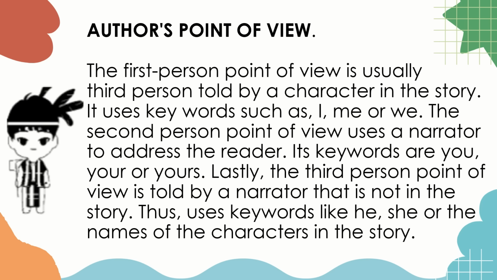The first person point of view is usually told by a character in the story. It uses keywords such as I, me, or we. The second person point of view uses a narrator to address the reader. Its keywords are you, your, or yours. Lastly, the third person point of view is told by a narrator that is not in the story. Thus, it uses keywords like he, she, or the names of the characters in the story.